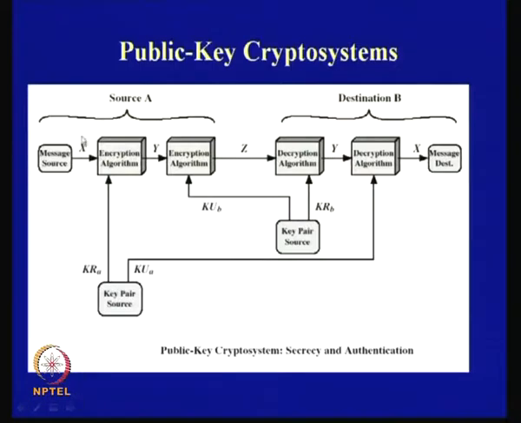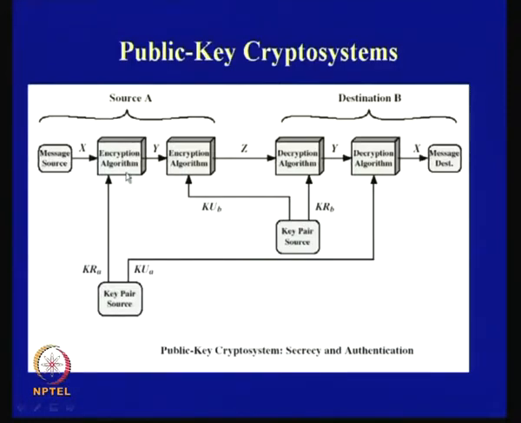This is basically shown in this diagram, that there is a source A and a destination B, and the source wants to send a message X to the destination, ensuring that both secrecy and authentication of the information are maintained. So, for that, source A chooses a pair of keys, and there are two stages of the algorithm. One is the public key encryption used for secrecy, and the other one is used for authentication.